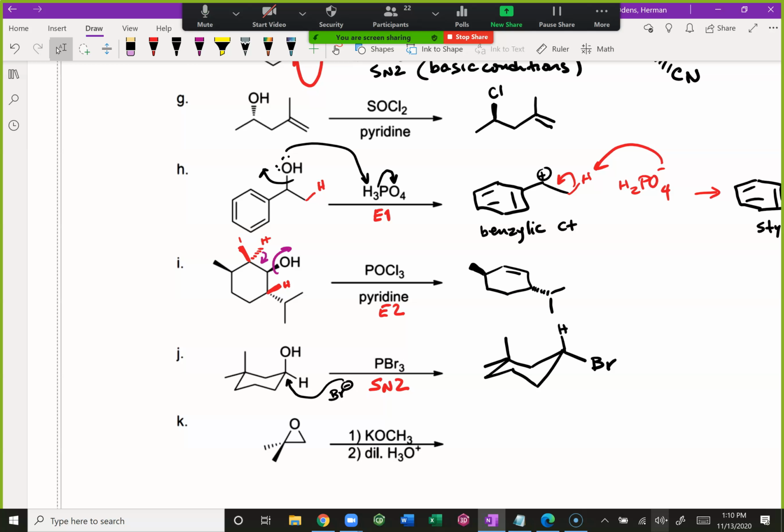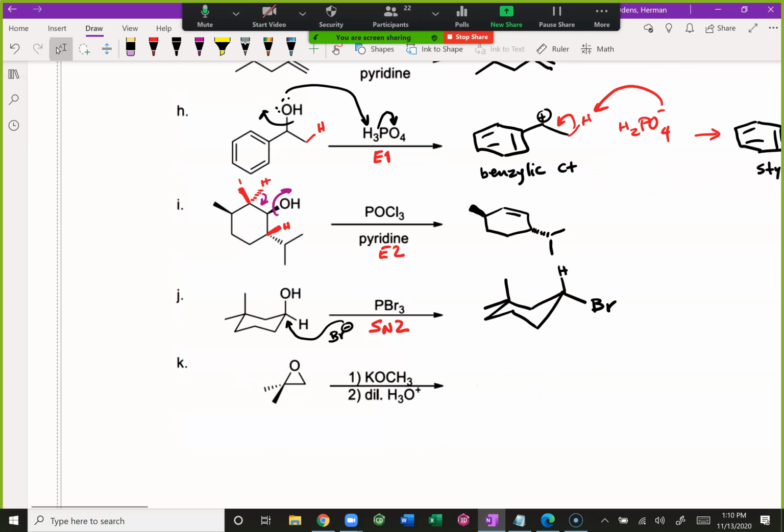All right. What is the name of this reaction K? Anybody? So ring opening of epoxides. When you see an epoxide, we're going to nuke it. All right. And so there's two ways of doing it. One way is with basic conditions, and another one's with acidic conditions. What conditions do we have here? Basic or acidic?